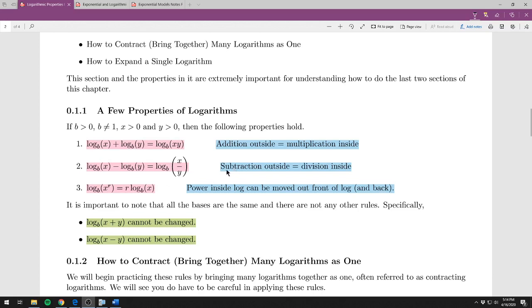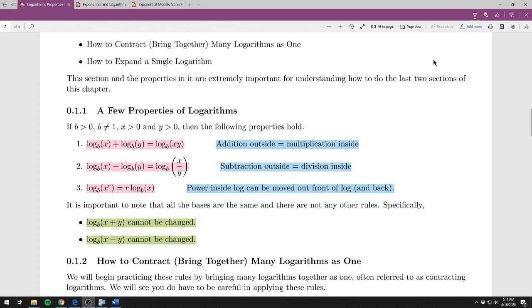And the second one is very similar. The difference is we have subtraction, so log base b of x minus log base b of y, and subtraction on the outside becomes division inside. We get log base b of x over y. So the thing in front of the minus goes on the top of our fraction, the thing behind the minus goes on the bottom.